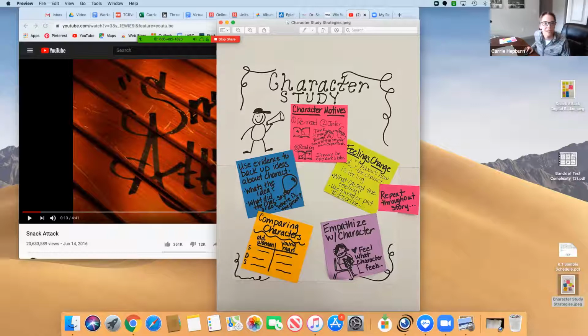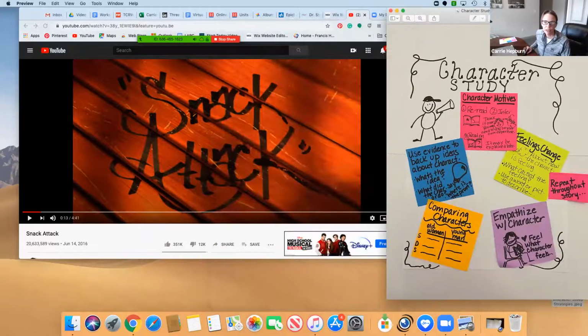We can do the same thing when we're reading a digital text as well, and I'm going to show you how. Sometimes we compared and contrasted characters, and then we would even empathize with the character and feel what the character was feeling. So today we're going to practice watching a digital text, and practice applying those same strategies when we watch it.